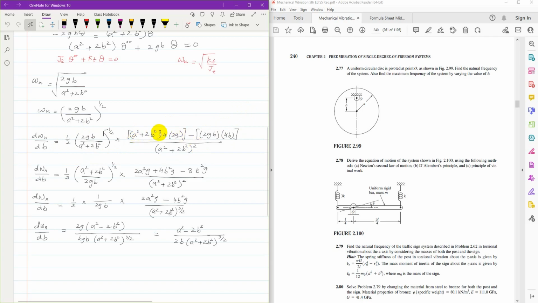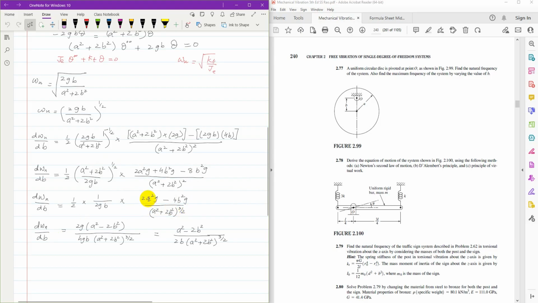So a squared is 0, and for 2b squared it is 4b, over the square of the denominator. And then after simplifying the numerator here and making that power positive by flipping it, it is 2a squared g plus 4b squared g minus 8b squared g. So it will become minus 4b squared g, and here a squared plus 2b squared to the half is going to cancel with the square, leaving a squared plus 2b squared raised to 3 over 2.